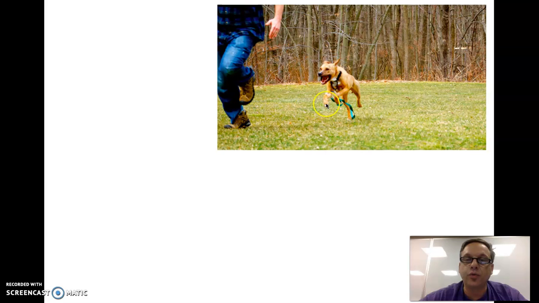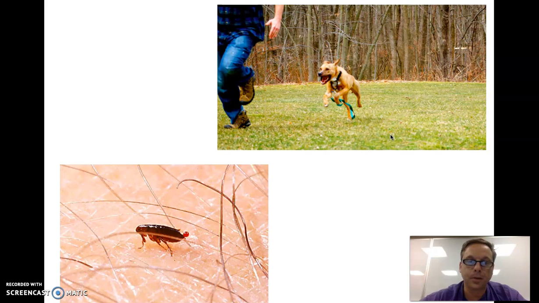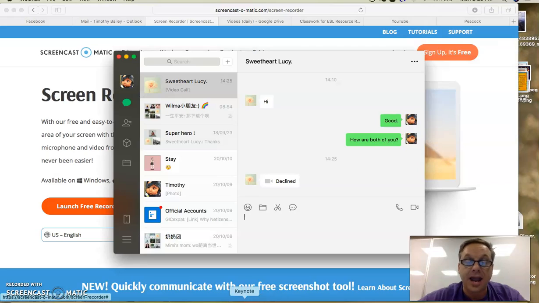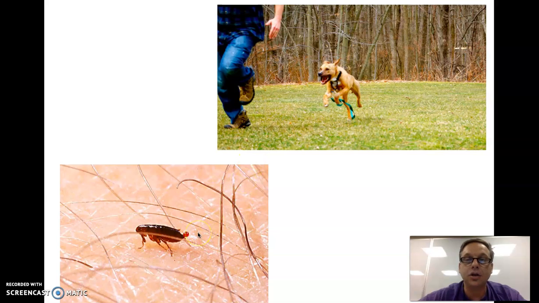Here we go. This man is running away from this dog. Perhaps the dog is angry with him, or it's a strange dog. The man doesn't know the dog, right? So the dog is chasing after the man. And here we have a particular kind of insect, one you might find, for example, on a dog or a cat. The word here is flee. Flee. The man running away is fleeing.